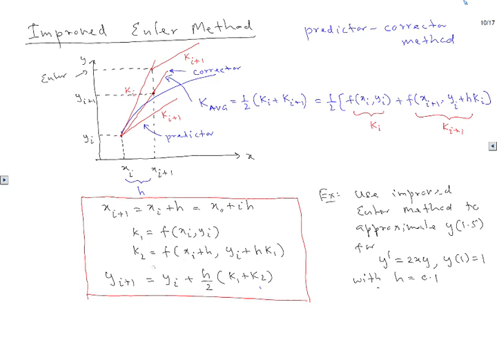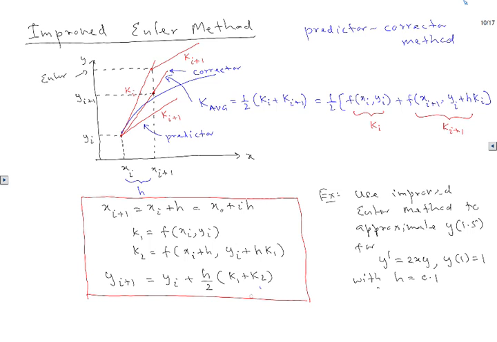After you find k1, go to k2, which is f of xi plus h, where you add the h, and then yi plus h times k1 from the previous step. Plug in those two and evaluate. After you get those two answers, plug into the bottom equation, where you take the average of the two. Once you take the average of the two, it's going to calculate the next step.